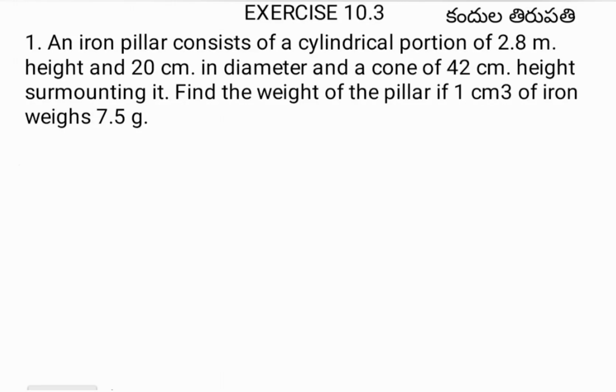10th class state syllabus, exercise 10.3, question number 1.